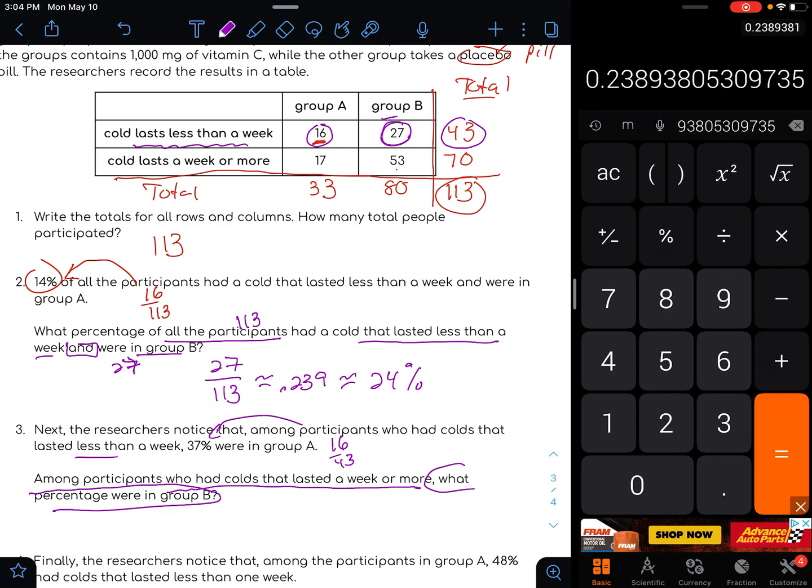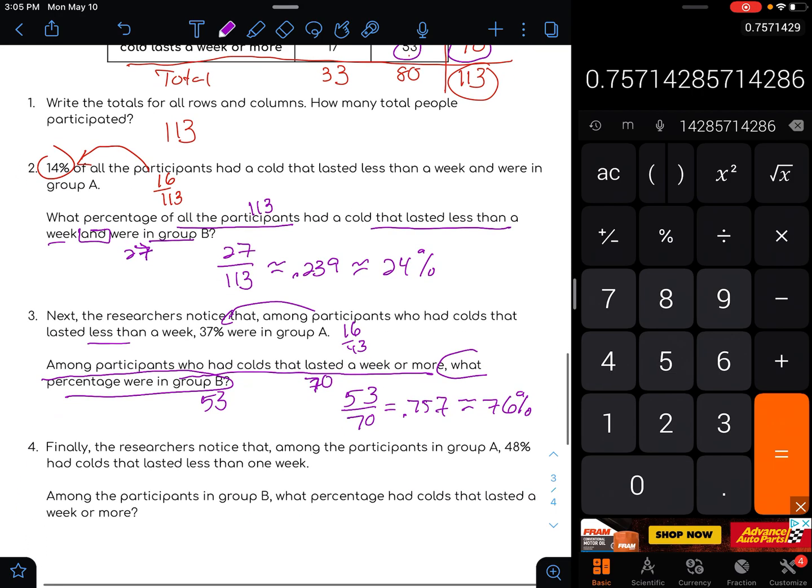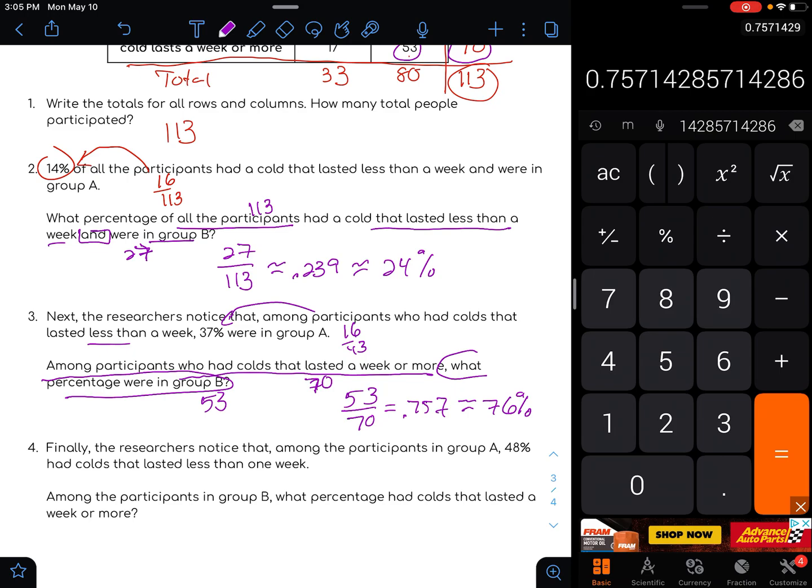Let's start with the group that we're choosing from. Among the participants who had colds that lasted a week or more, that's that 70 total. 70 people had colds that lasted a week or more. What percentage were in group B? So how many of that group were in group B? That's the 53. So 53 out of 70, 53 divided by 70 is about 0.757, or about 76%. Okay, that's a little higher number. So of the group that had longer colds, 76% of them were in group B. Interesting.